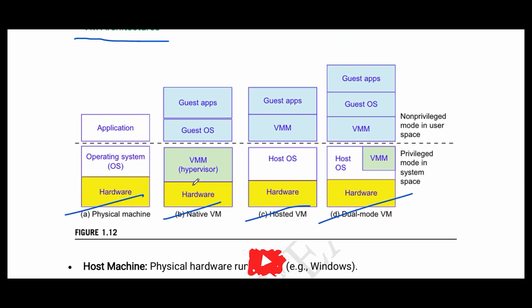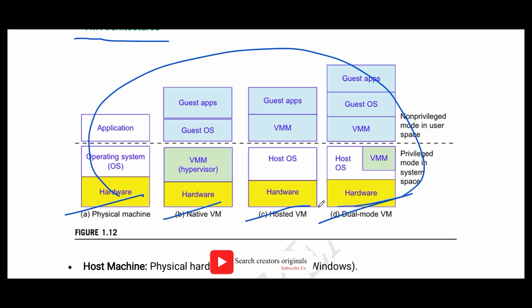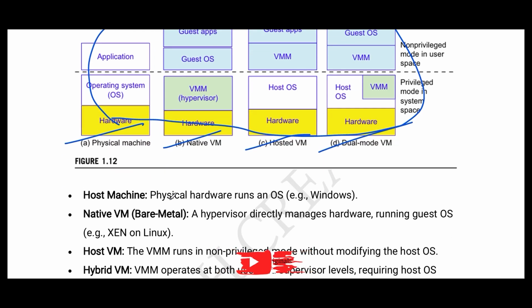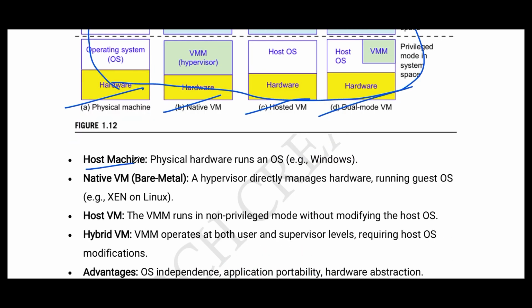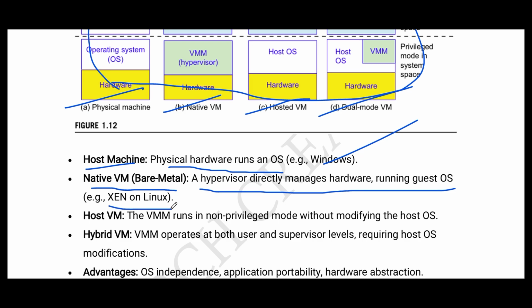We can observe the difference in them in this diagram. Host machine: the host machine is physical hardware that runs an OS, for example Windows. Native virtual machine, which is bare metal: a hypervisor directly manages the hardware, running the guest OS, for example Xen on Linux.